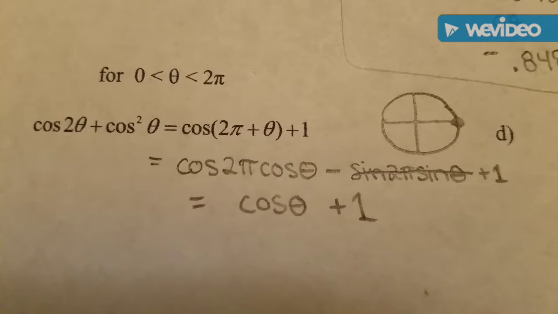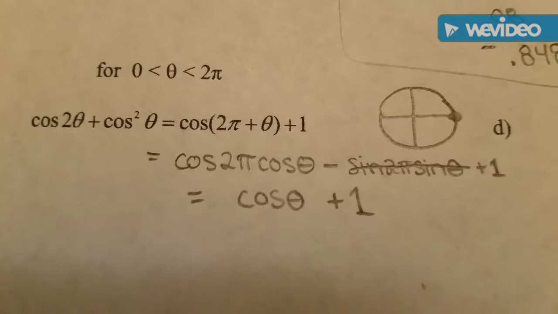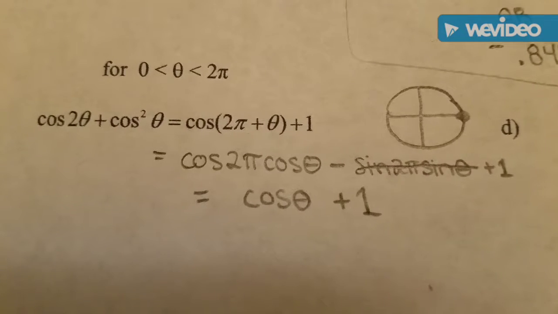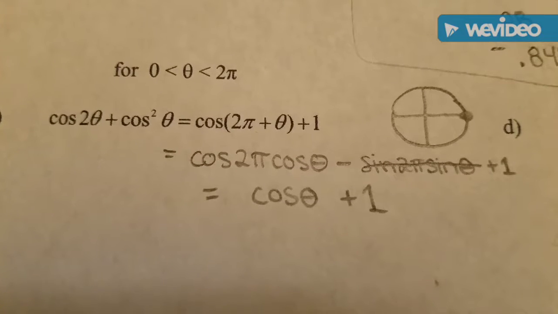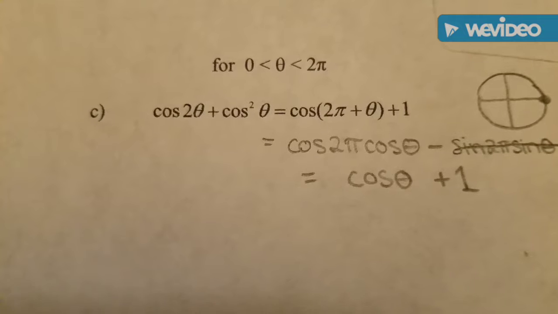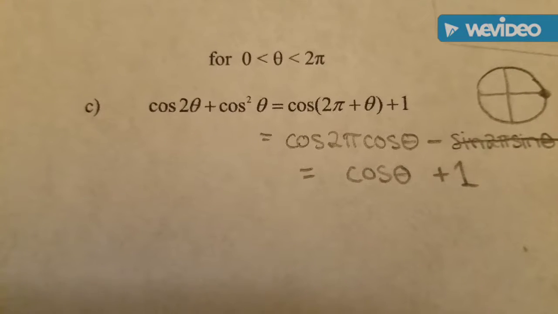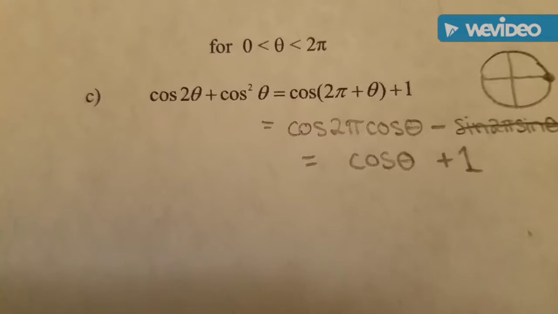Since the sine of 2 pi is 0, that cancels off the sine of 2 pi times sine theta, and the cosine of 2 pi is 1. We're left with cosine theta plus 1 on the right side of our problem. So now let's look at the left side. So we have cosine on the right. We don't want to introduce the sine to the equation.